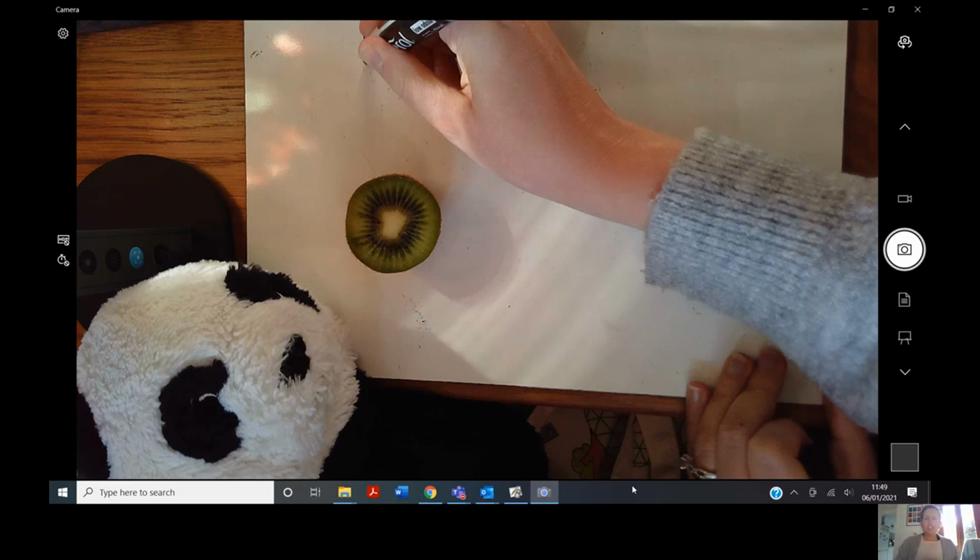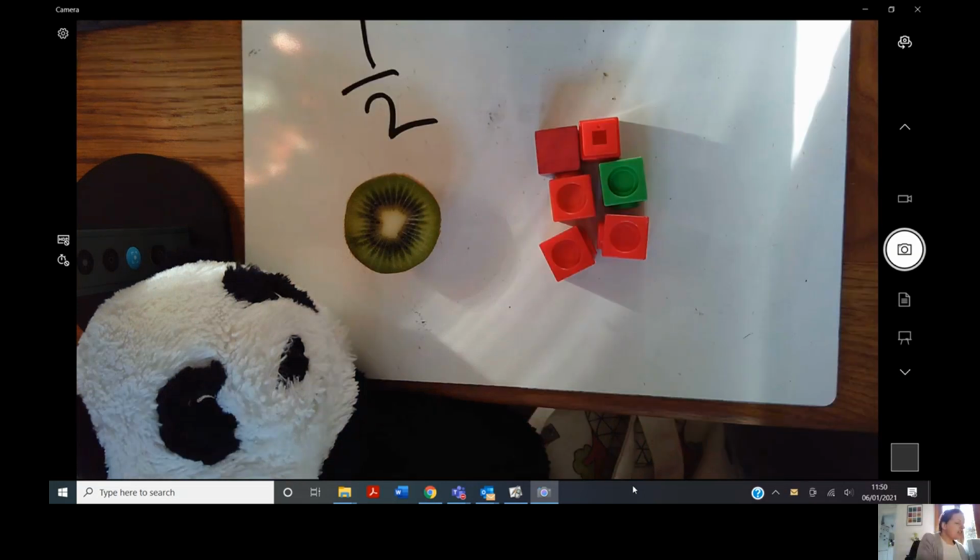We can not just do this using the kiwi fruit, we can use our cubes. I here have a set of cubes. How many cubes do I have altogether? 1, 2, 3, 4, 5, 6. So my whole is made of 6 parts. So my denominator is going to be 6.